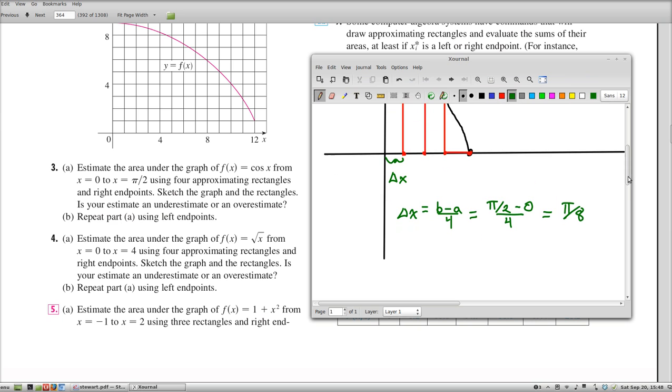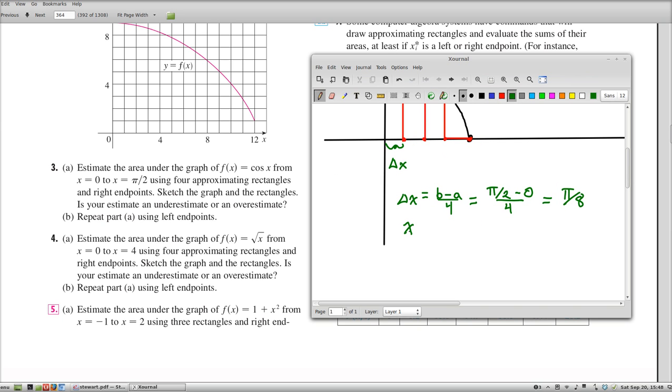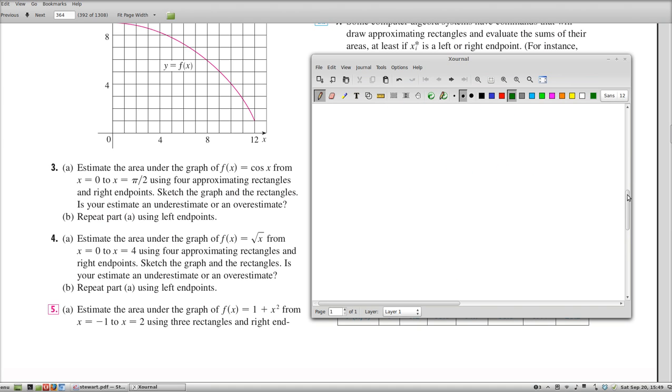And I'm also going to need the xi's, so there are going to be 4 of them in this case. x0 is always a, so it's just 0. And x1 is delta x, and x2 is going to be 2 delta x's, and x3 is going to be 3 delta x's, and x4 is going to be the same thing as b, which is pi over 2. Okay, and now I can write out the Riemann sum.